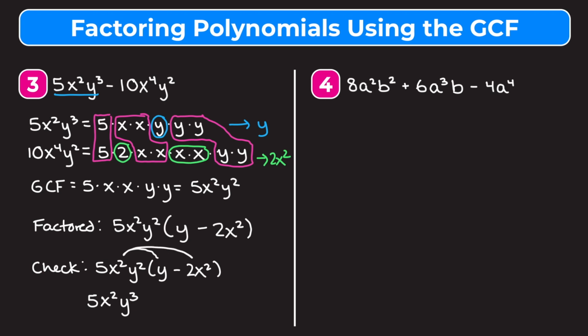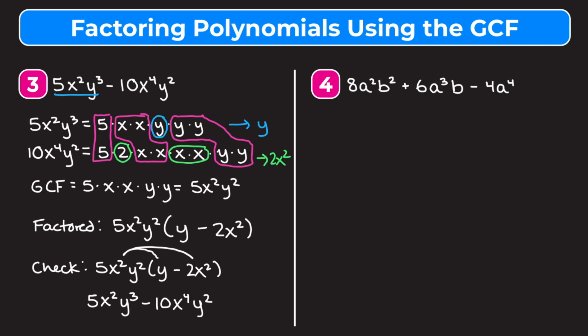And now let's distribute this 5x squared y squared into the negative 2x squared. So we're going to have minus 5 times 2 is 10. X squared times x squared is x to the fourth. Y squared isn't being multiplied by y, so it stays as is. Because we get our original expression, we know that our factored form is correct.